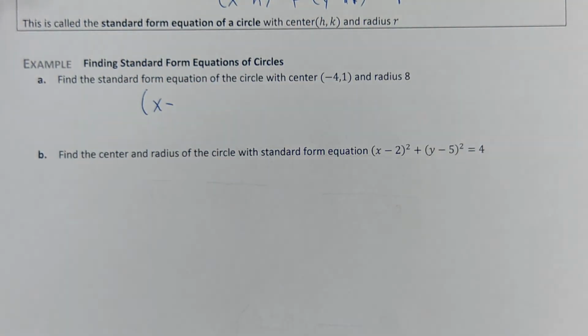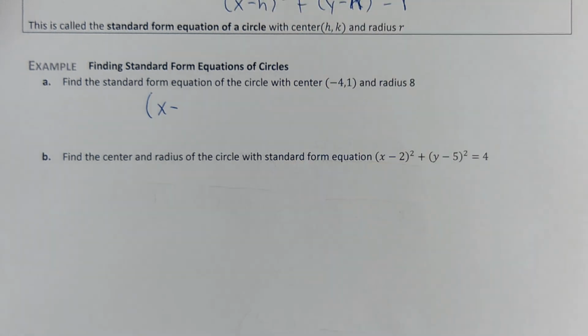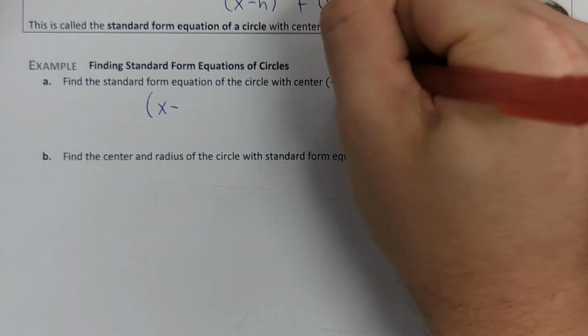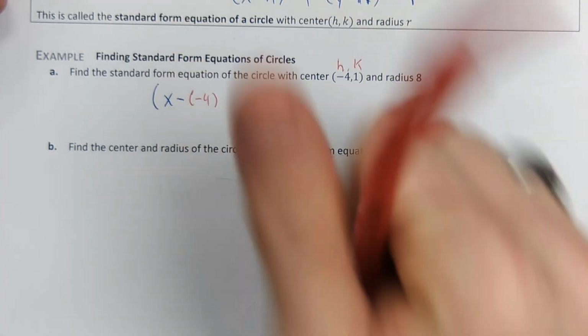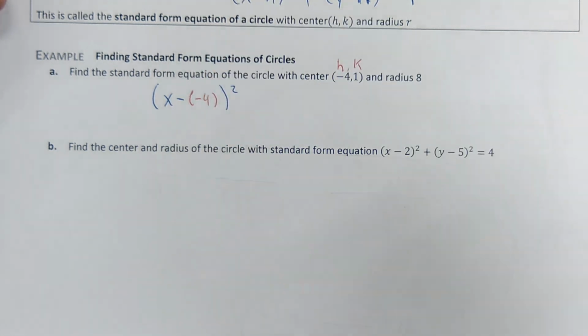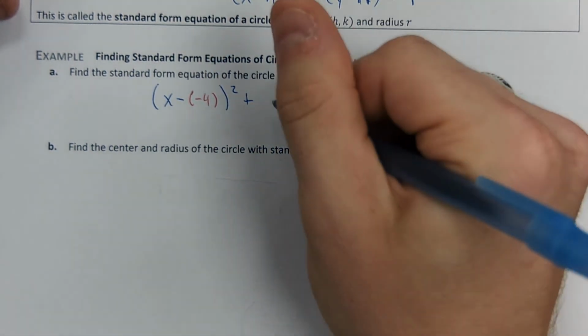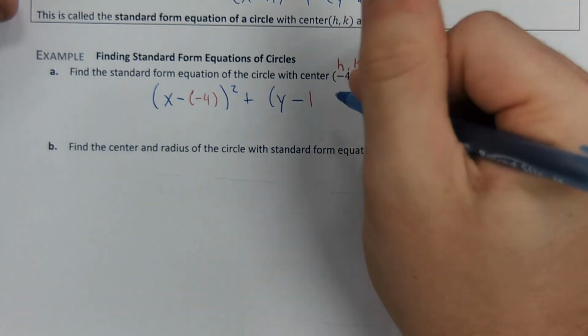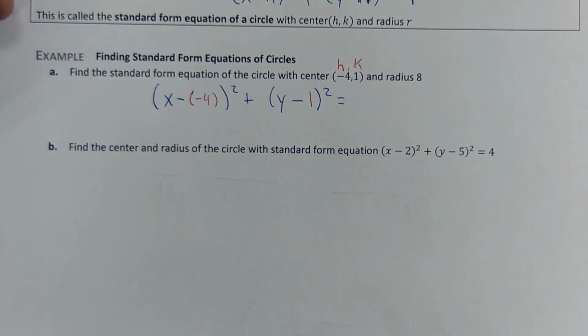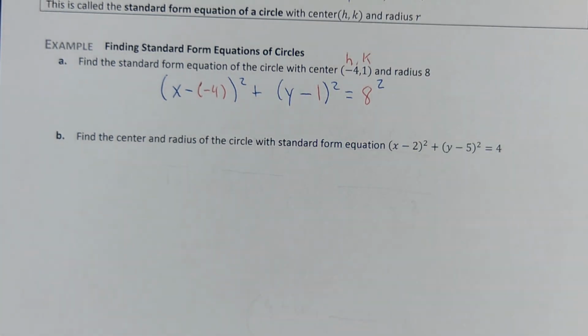x minus h. Well, h here is -4 and k is 1. So I'm going to be really careful. I'm going to say x minus -4 quantity squared plus y minus k, which is 1, quantity squared, equals our radius, 8, quantity squared. You notice how I switched the color for things that I was substituting in. I like to do that so it's obvious that that was the change. That's where I used my knowledge of center and radius.